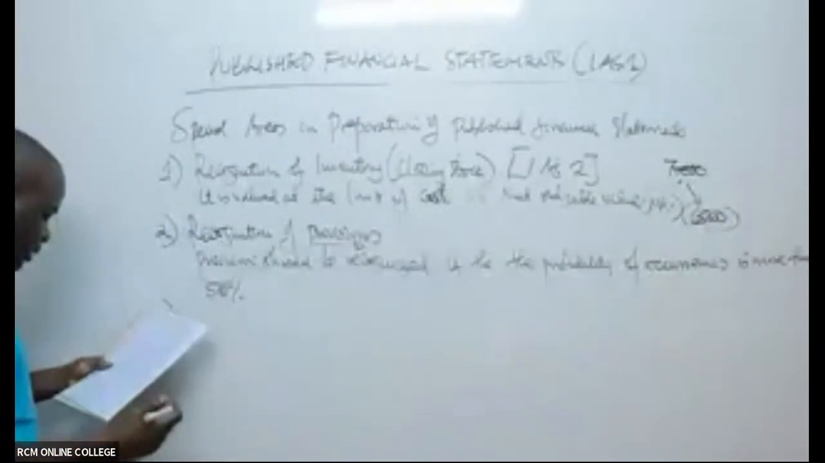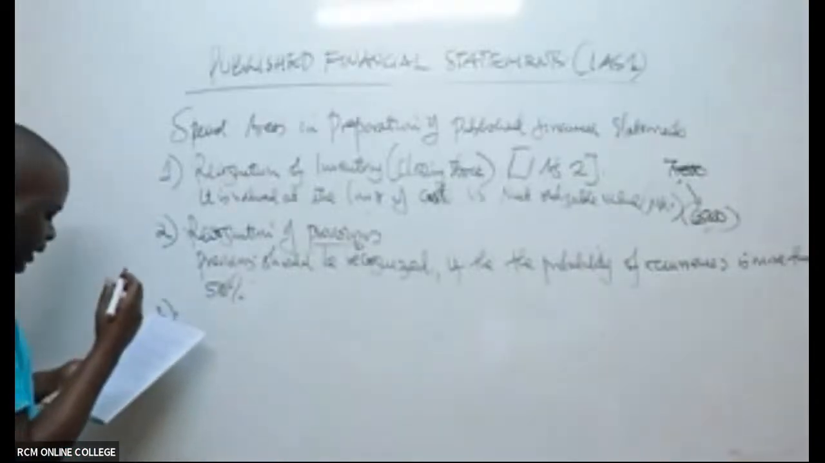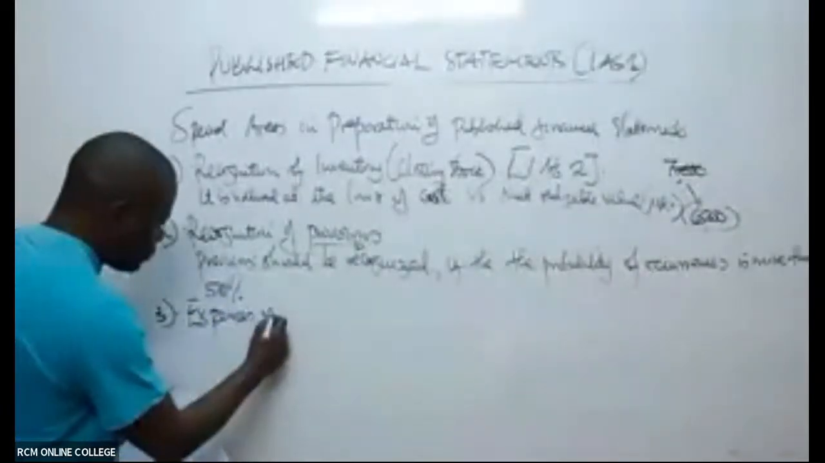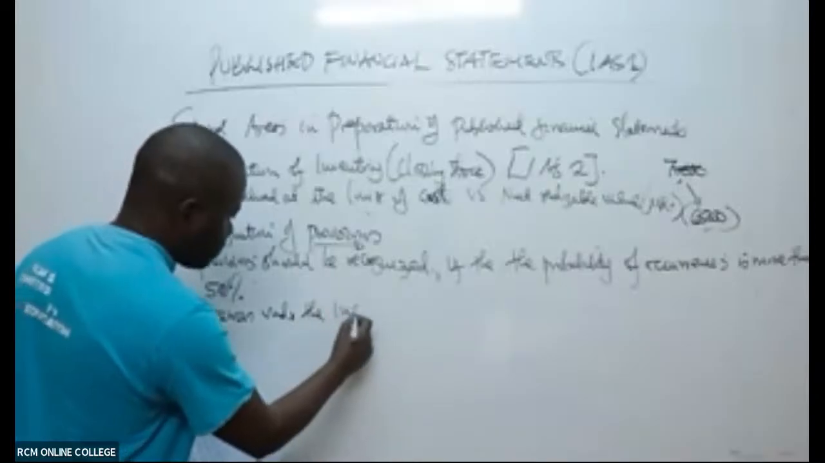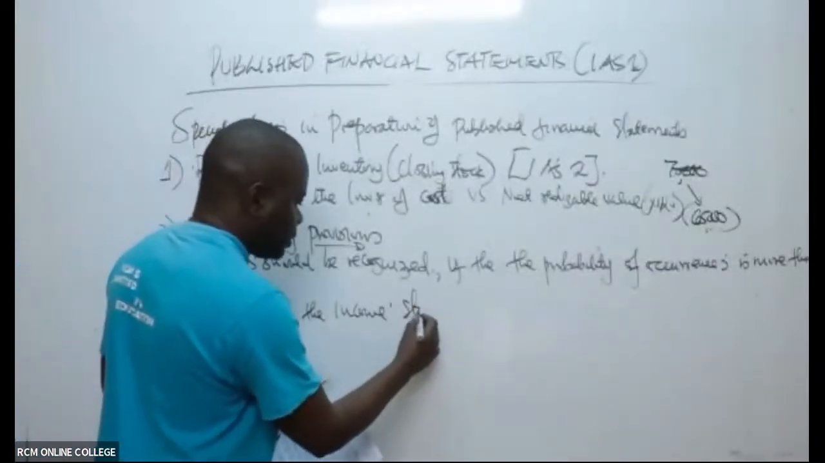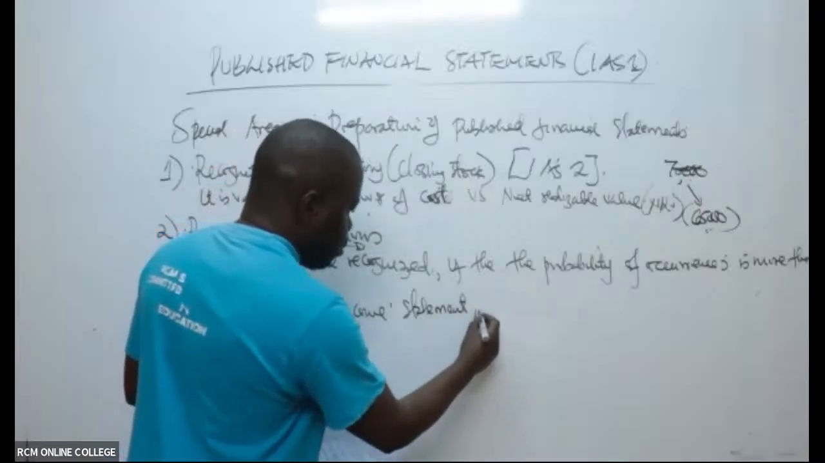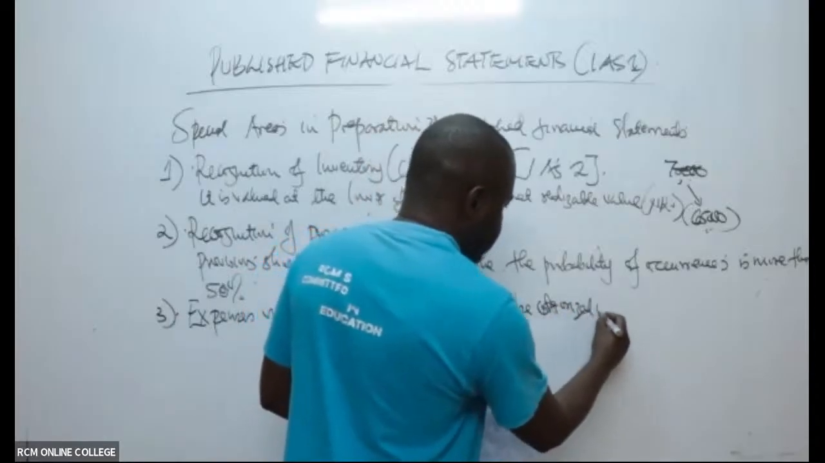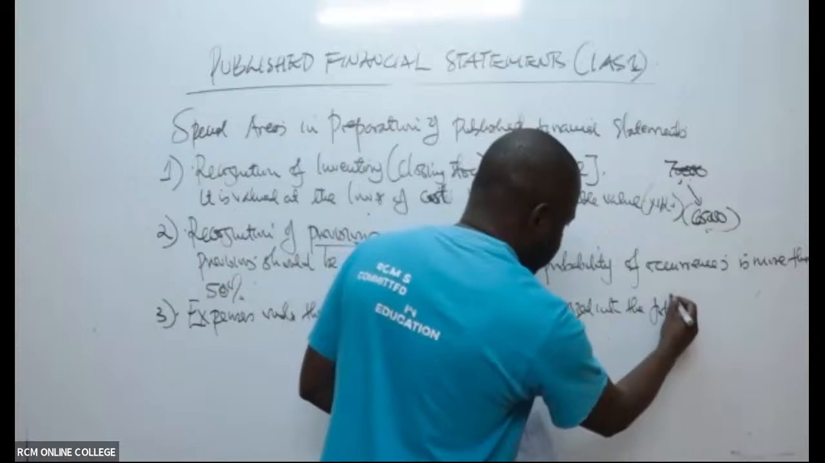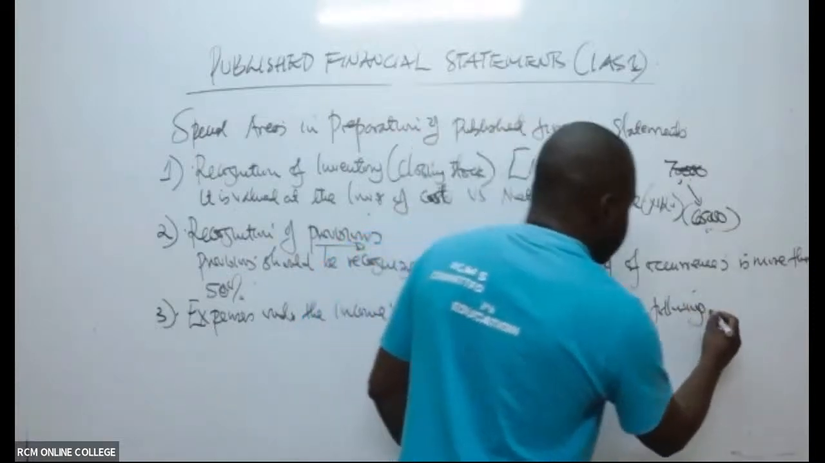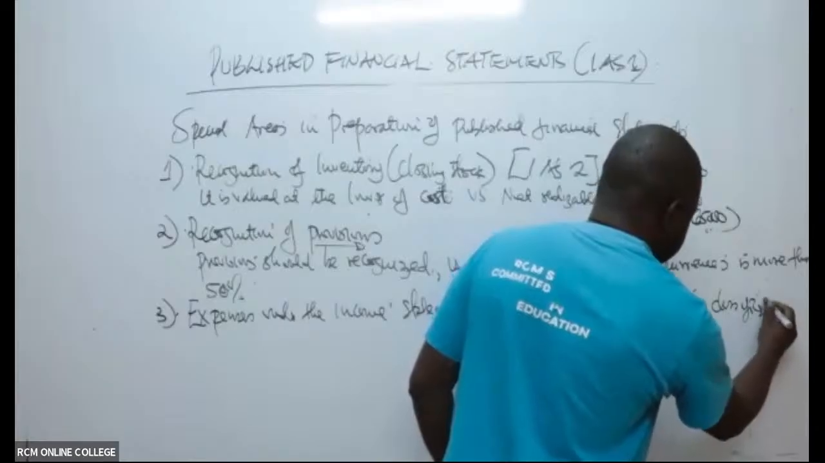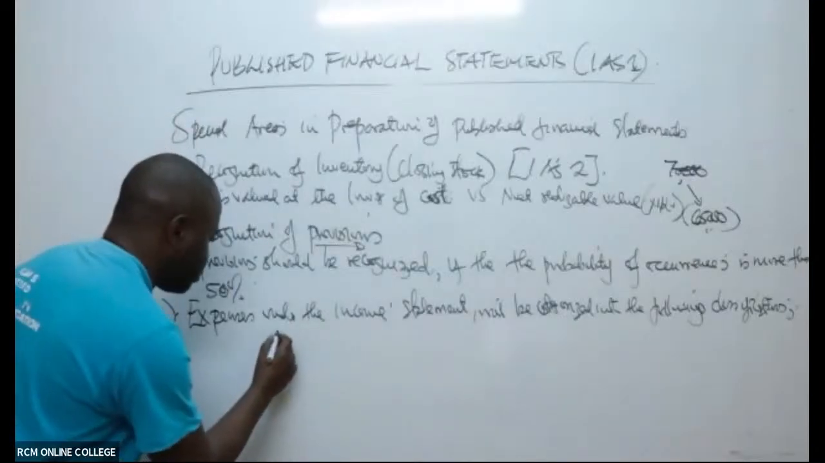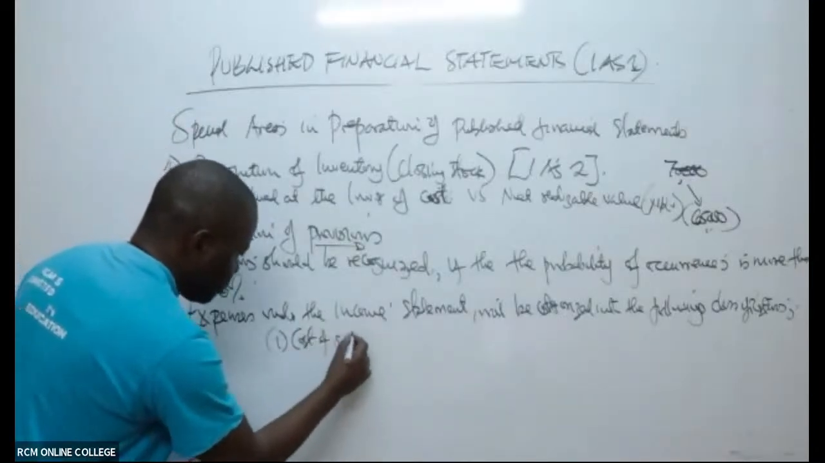So for the cost of sales, expenses under the income statement will be categorized into the following classifications. You'll be able to classify them like this. So you'll have, for example, cost of sales. Cost of sales will be one figure.